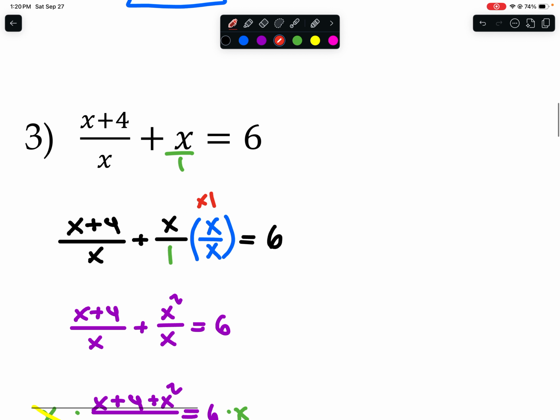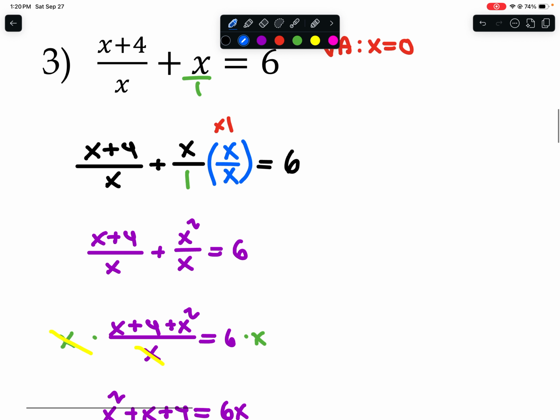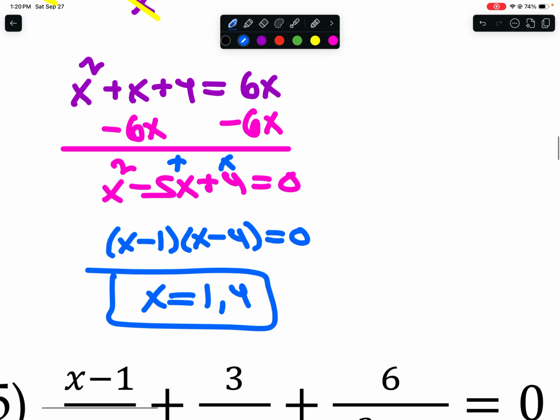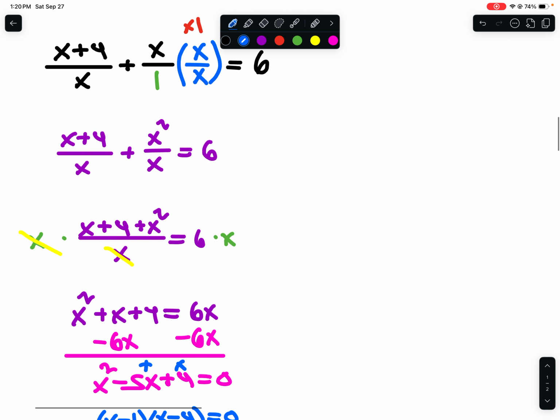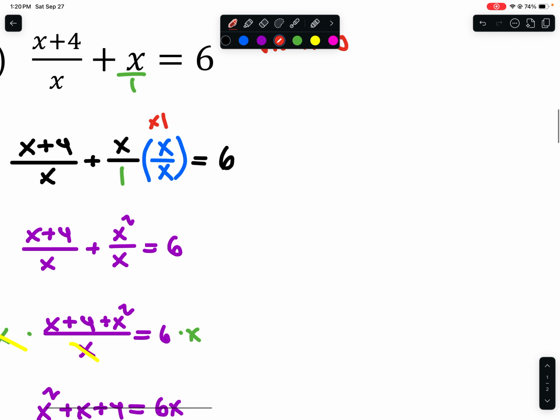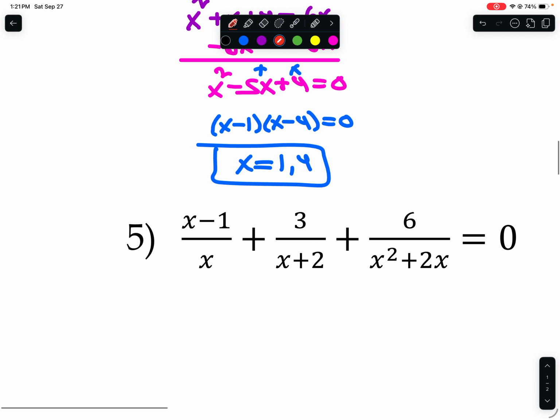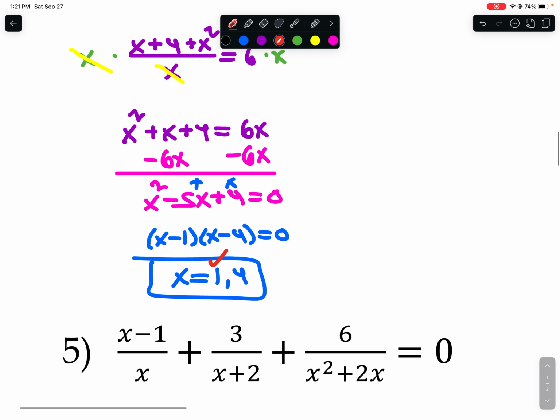So in this case, when I look at my rational over here, the only vertical asymptote I see that I'm going to have would be at x equals 0. But now I need to plug in my solutions and see if either of these would be extraneous. So if I were to plug in 1, so that'd be 1 plus 4, which would be 5 over 1 plus 1, which is going to equal 6, which in this case, that's 5 plus 1 equals 6. So that one's true. So 1, it works. But now I need to check 4.